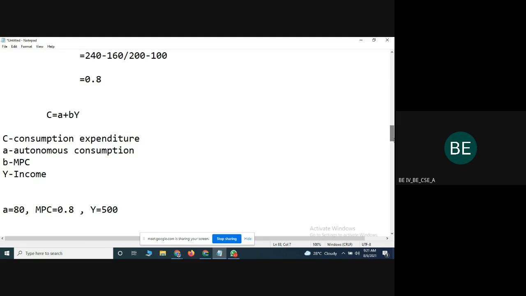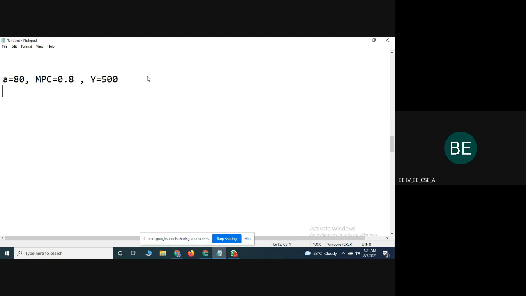What is the formula? This is the formula: C equal to A plus B of Y. You apply that formula. What is the A value? The A value is 80, plus the marginal propensity to consume 0.8, and the person's income is 500 rupees.